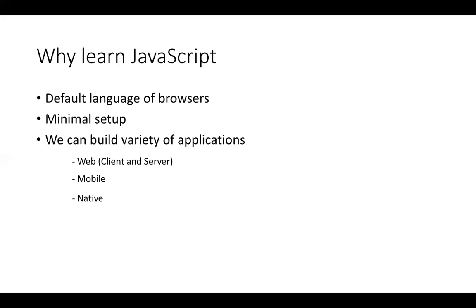And you can also build mobile applications, both Android and iOS applications, with the latest frameworks like React Native. And you can also build native desktop applications. It can run on all the environments like Mac, Windows and Linux. For that, we can use frameworks like Electron. To get to those levels, first we need to learn the core JavaScript. Then we can learn the frameworks.